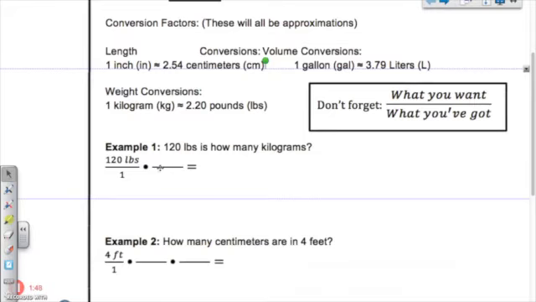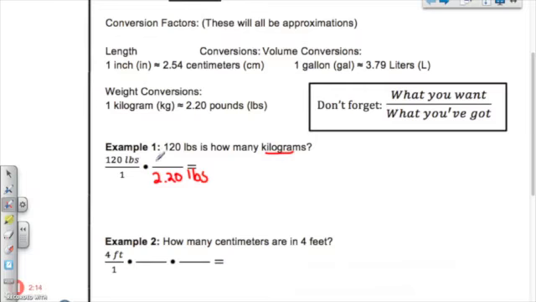Okay, so for 120 pounds, converting to kilograms, we have a conversion factor that's already set up that goes straight from kilograms to pounds. So we want what we've already got to be in the denominator now. So that's going to be my pounds. And then what I'm looking for is kilograms according to the problem. So 1 kilogram is equal to 2.20 pounds.